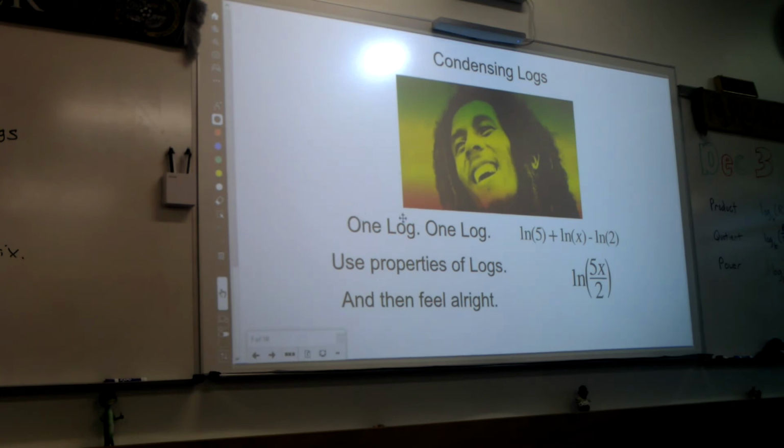One log. Use properties of logs and then feel alright. Hear the students sing. Hear the students saying. Use properties of logs and then feel alright. Saying, let's use properties and feel alright.